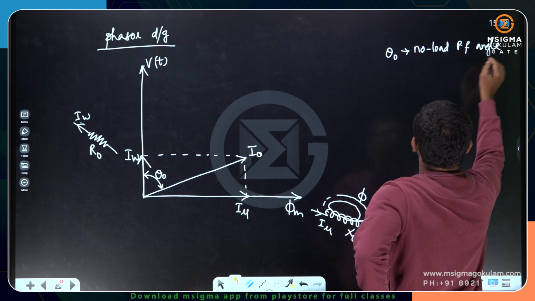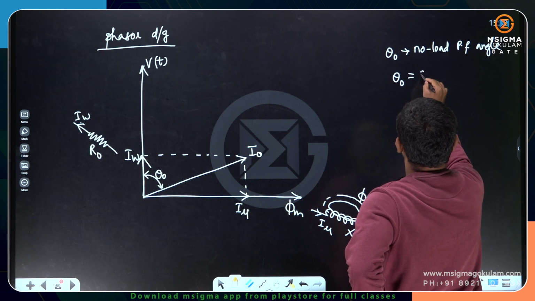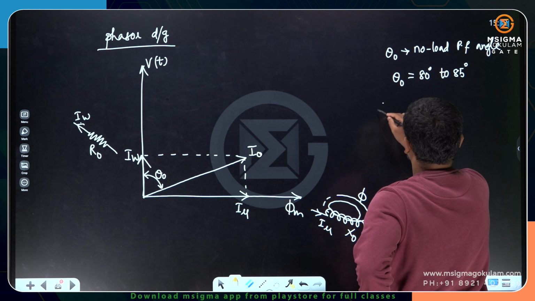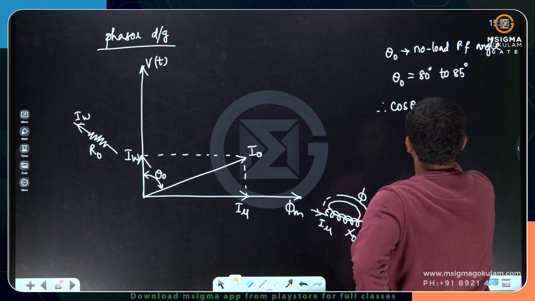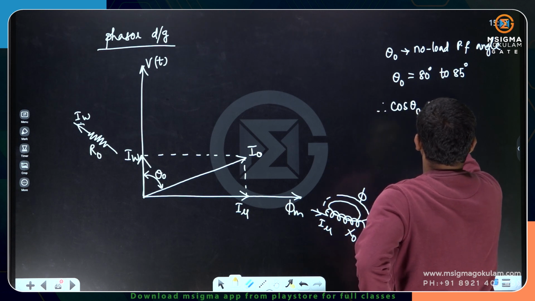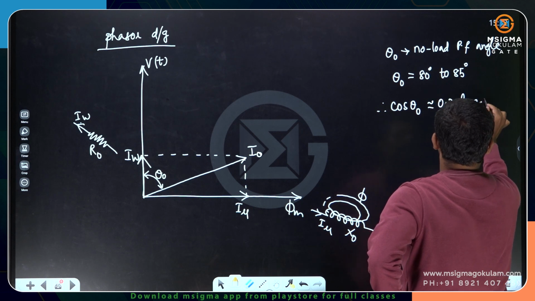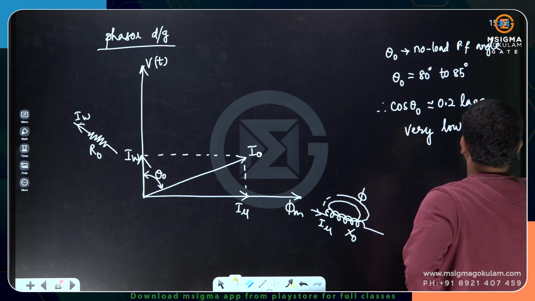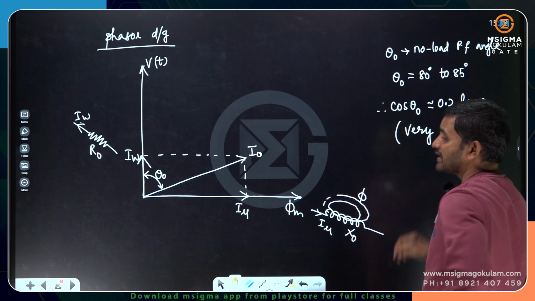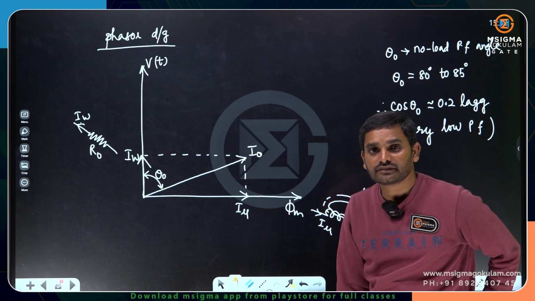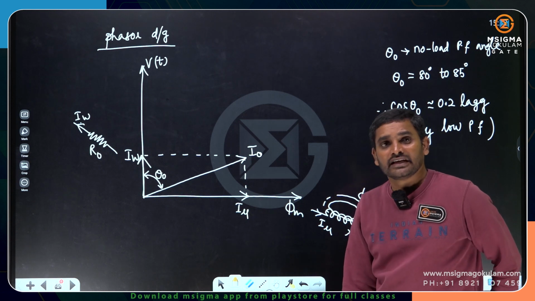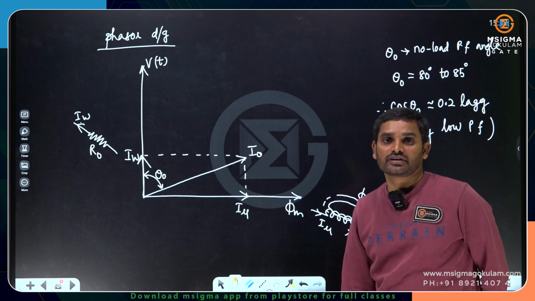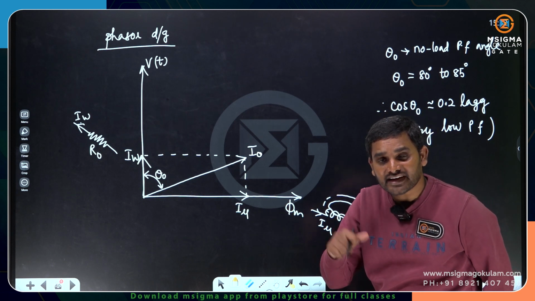No load power factor angle, theta naught, is around 80 to 85 degrees. Therefore, cos theta naught will be very low, around 0.2 lagging. Very low power factor. That is the reason why you might have observed, during the open circuit test of the transformer or the open circuit test of the induction motor, that we use a low power factor wattmeter.